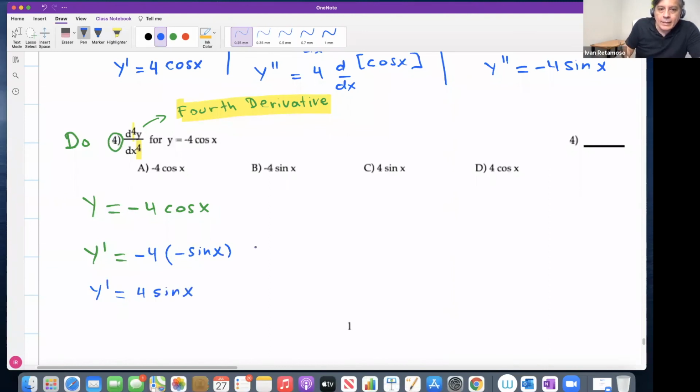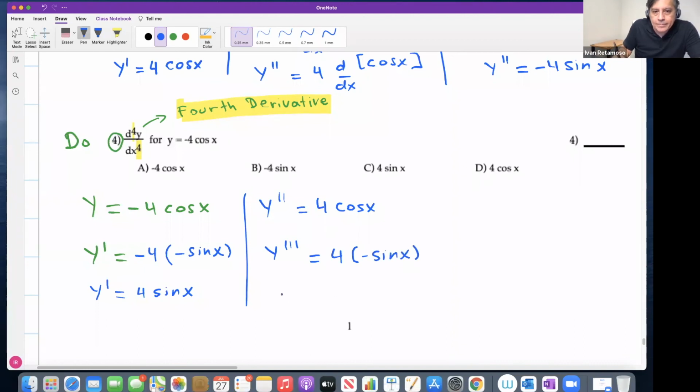That's my first derivative. So now my second derivative should be the derivative of the first derivative, right? Derivative of this guy, 4 constant outside. Derivative of sine, cosine of x, right? Good. Third derivative, derivative of the second derivative, right? So constant 4, derivative of cosine, minus sine, right? So the third derivative in simplified form is this, minus 4 sine of x, right?